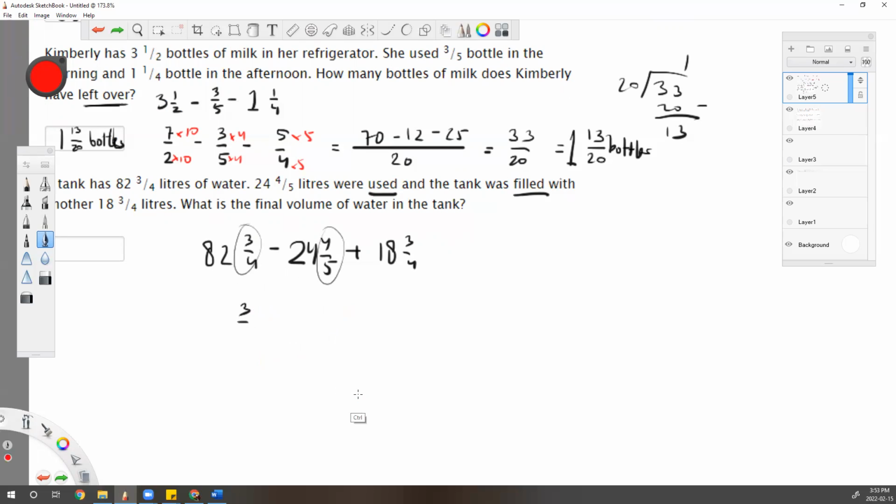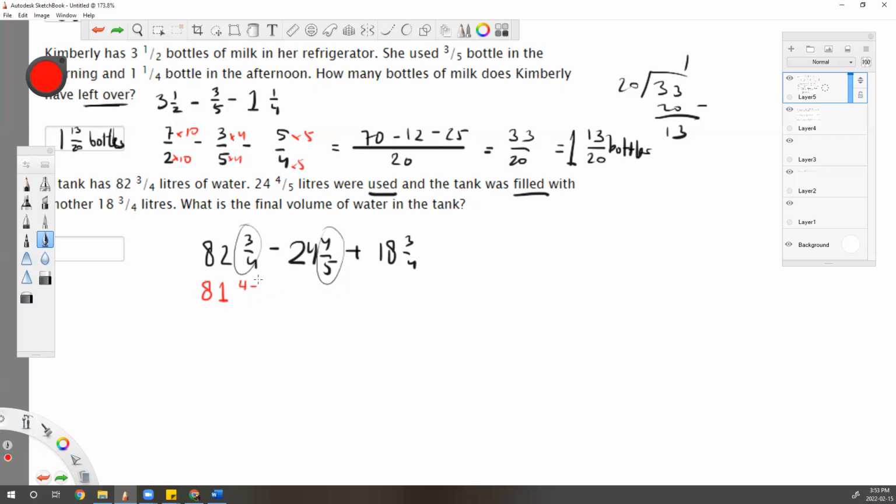I will teach you the easiest way. 82, you borrow 1, so it becomes 81. And then 3 over 4 and 1, right? So it has to be like this. Okay, that's the thing. Minus 24, 4 over 5.